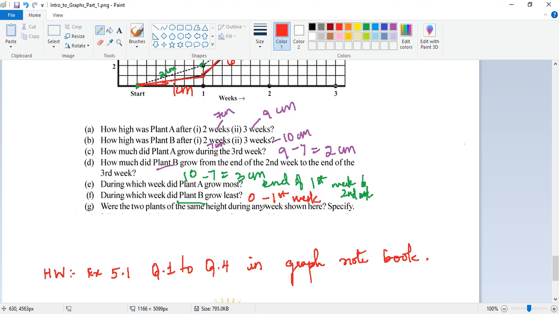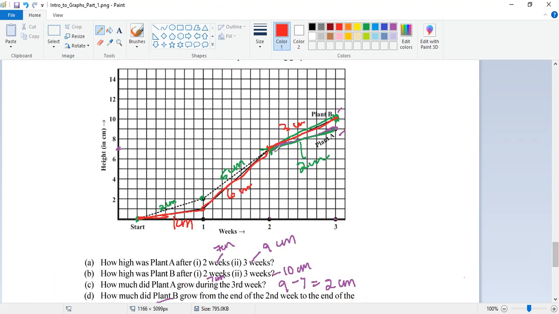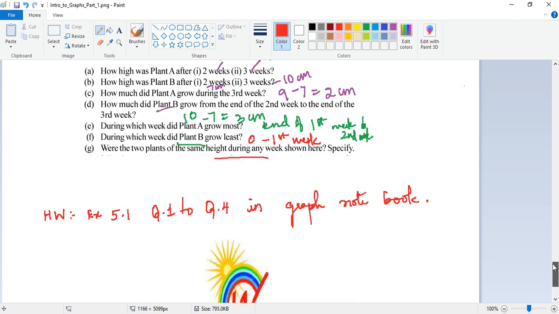Were the two plants of the same height during any week shown here? Yes. When was it the same? It was the same in the second week, right? See, both of them are at the same centimeter, 7. So yes, it was at the same height in the second week. So this is how you are supposed to look at the graph, observe it carefully, and then answer the question based on that.